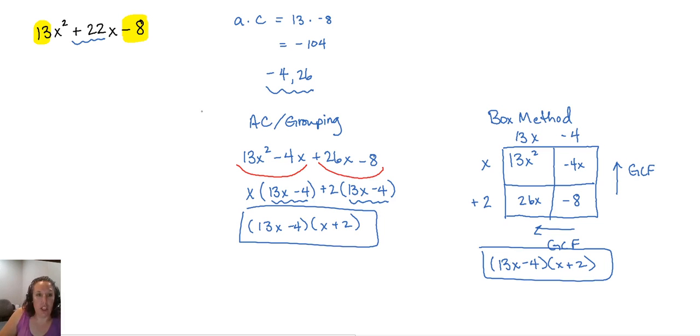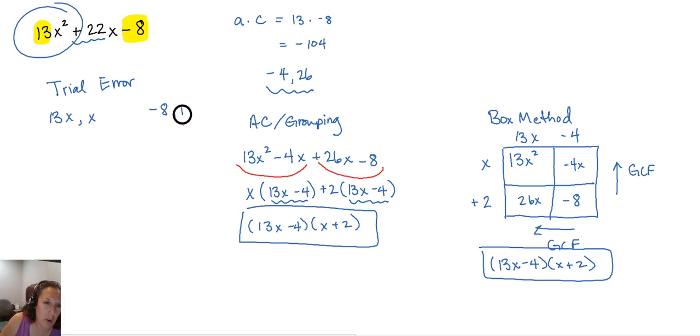All right, another option is the way I learned, which is the trial and error method, and that actually doesn't use the AC or the grouping method. The trial and error method, we're going to look at what are the different ways we can get our first term. Well, 13 is a prime number, so the only way we can get 13x squared is 13x and x. Those are the only combinations. 8, we've got a couple of different combinations. We could have negative 8 and positive 1. We could have positive 8 and a negative 1. We could have a negative 4 and a positive 2. Or we could have a positive 4 and a negative 2.